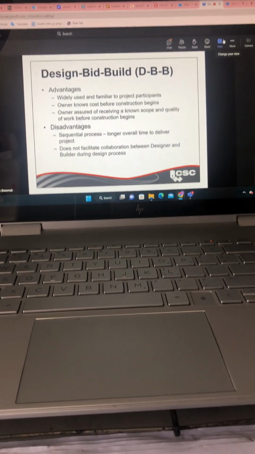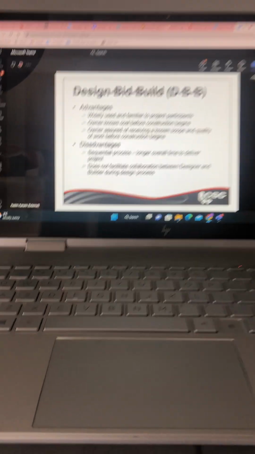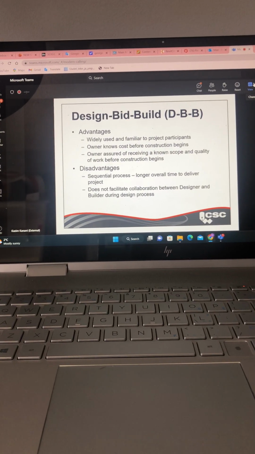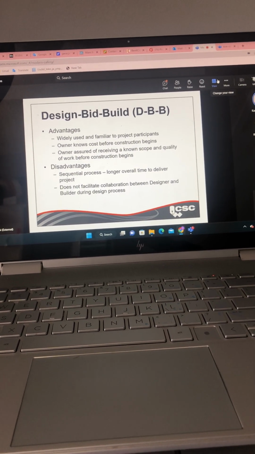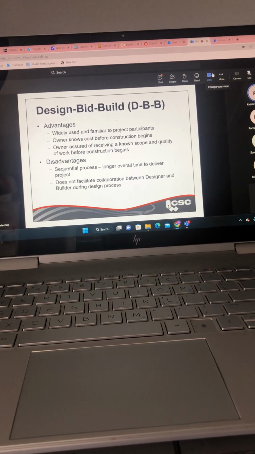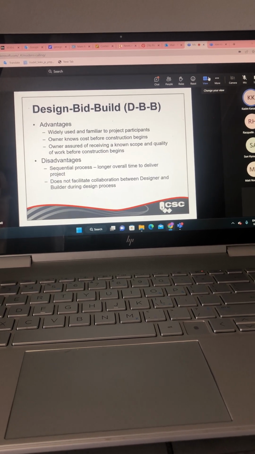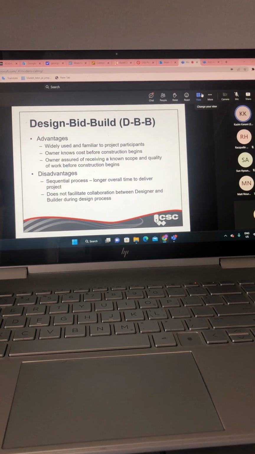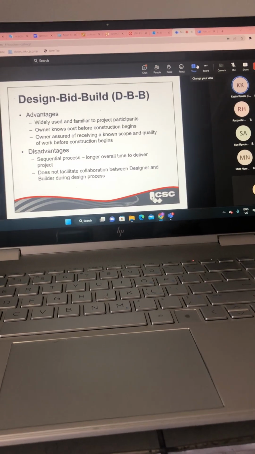Finally, one of the other largest advantages here is that the owner is assured of receiving a very known scope and quality of work prior to the commencement of construction. That is largely because the drawings and the specifications have all been prepared well in advance, and the owner has had the opportunity to either review them, or the owner has been walked through the plans and the specifications to understand what level of quality he or she may be receiving.